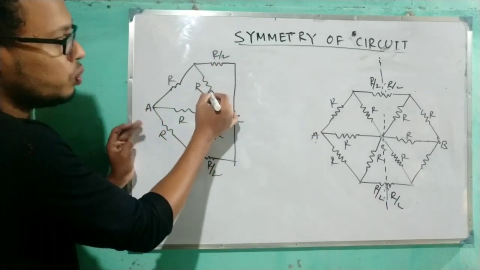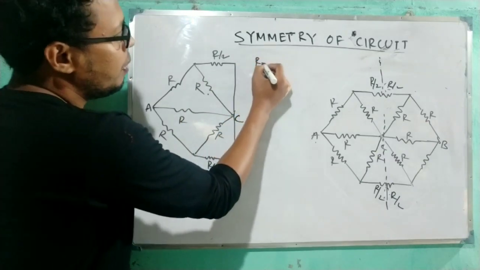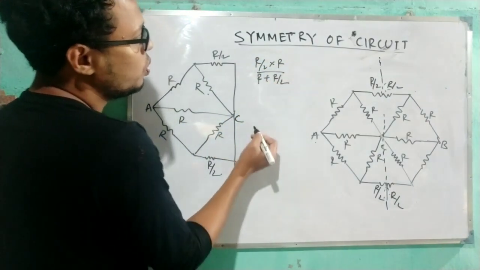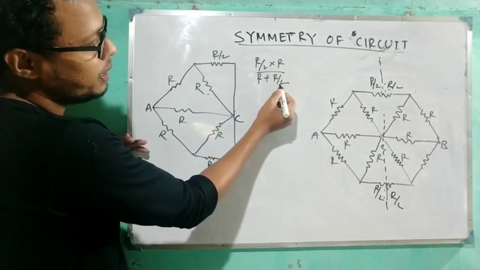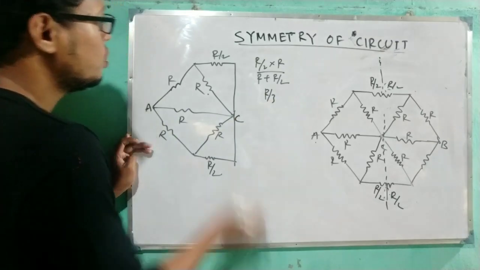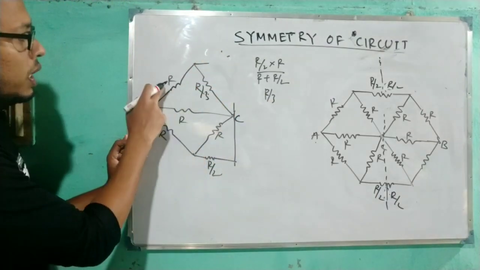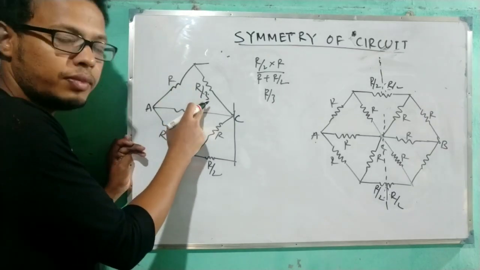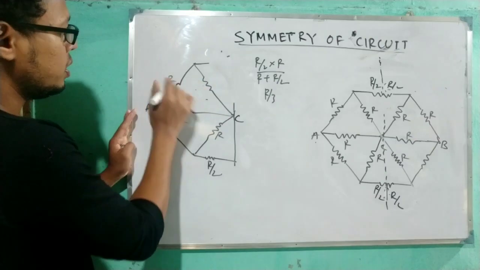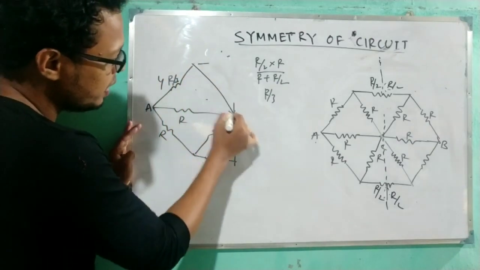Look, the two R by 2 are connected in parallel, so the total resistance will be R by 2 into R divided by R plus R by 2. So it will come R square by 2 over 3R by 2. The 2 cancels, so this will be R by 3. So here we are getting the equivalent R by 3. Now see, R and R by 3 are in series, so this will be 4R by 3. Same case will come over here.